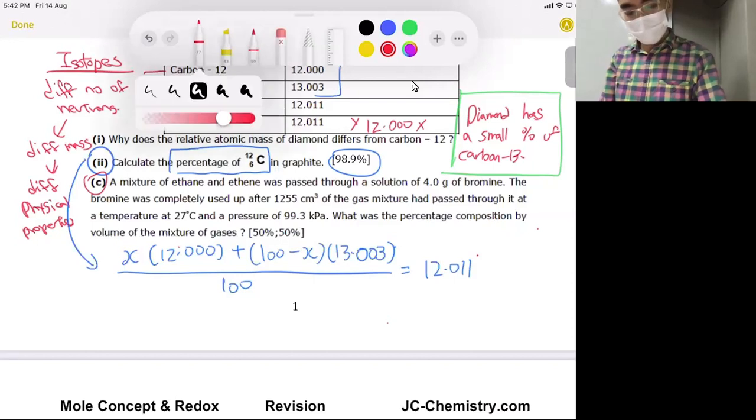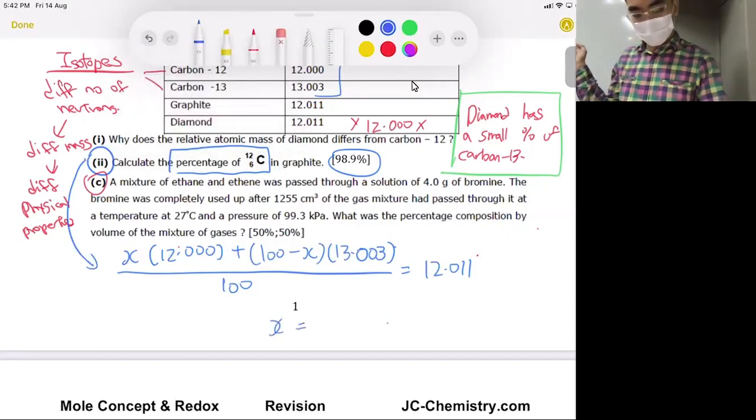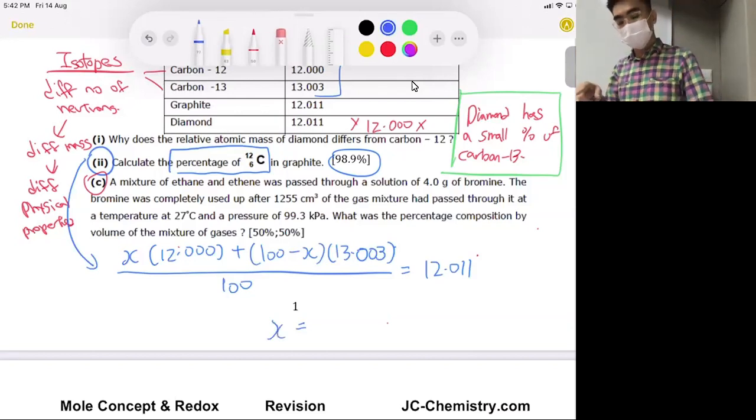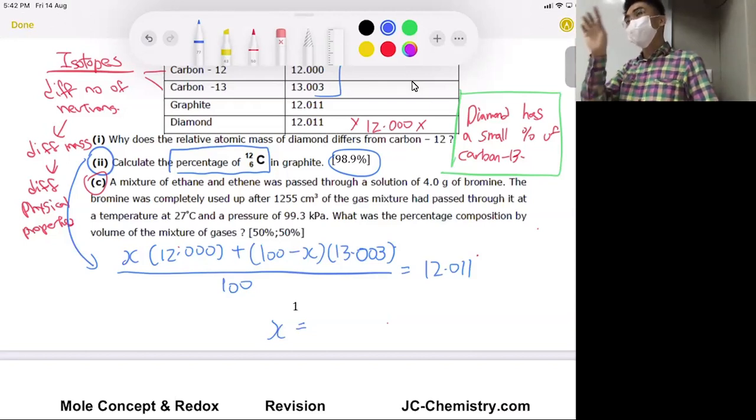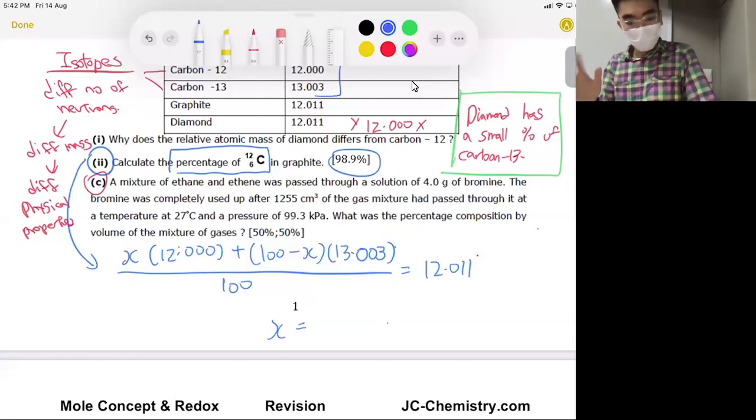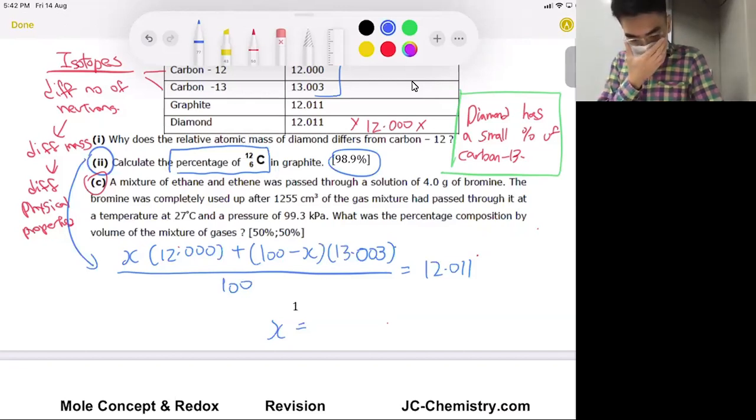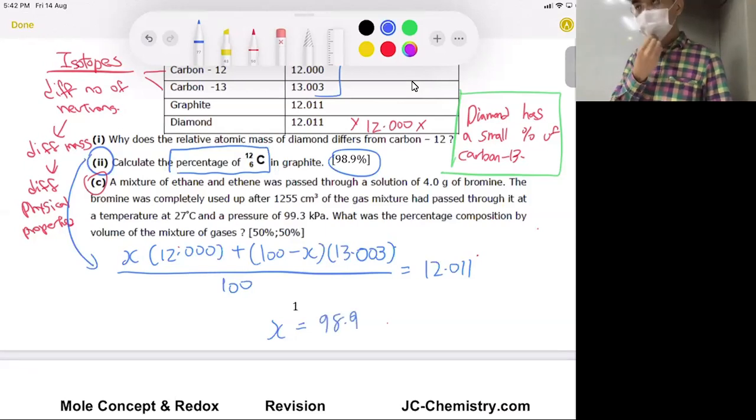Then you solve for X. You know why I like to use this? Because I'm finding a percentage, so I use 100 minus X and X. Some of you like to use 1 minus X and X, but if you do that, then your X will be 0 point something, and you must remember to convert. Actually, it's the same thing, but some of you will get a bit confused. So either way is fine. Everybody can get 98.9? Josh, okay, this one. Okay.